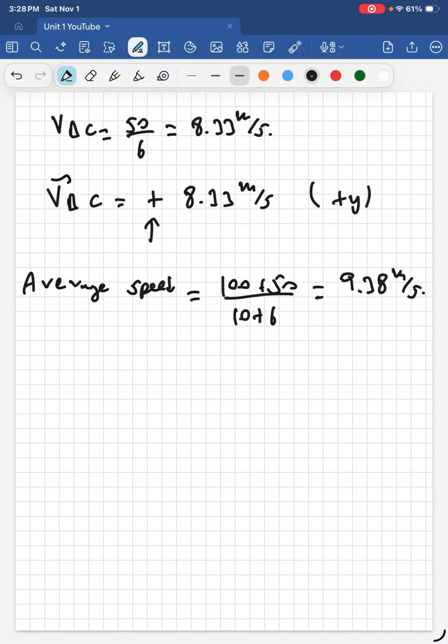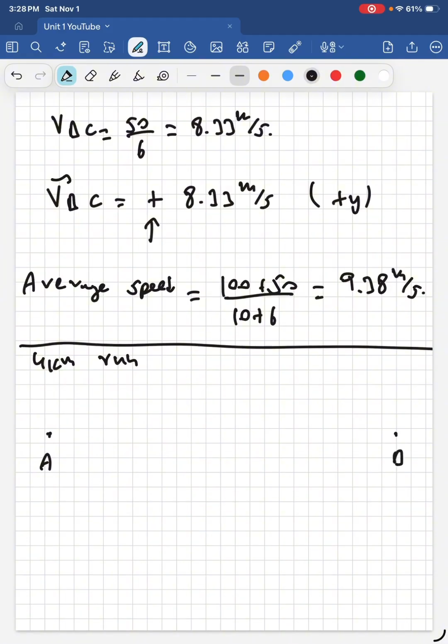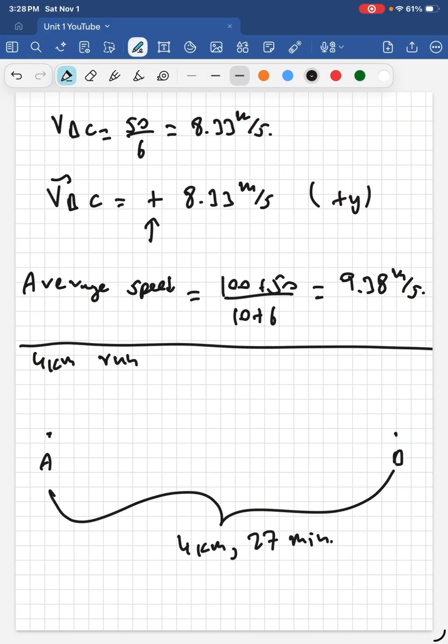Yes. Now, although we are going to see this through the motion graphs, let's see another example in which we do a 4-kilometer run. When I was a high school student, I used to do distance running, which I still do sometimes, but I am not into it as much as I was when I was younger. So from A to B, let's say I travel from A to B, the distance is 4 kilometers. And let's say I cover it in 27 minutes, okay?